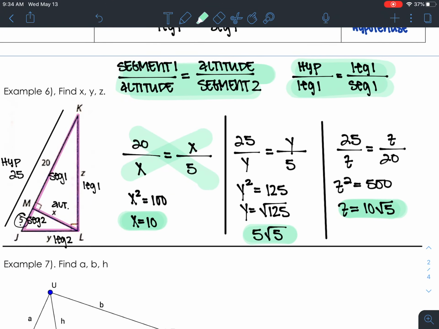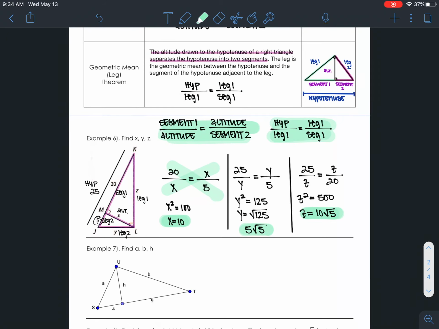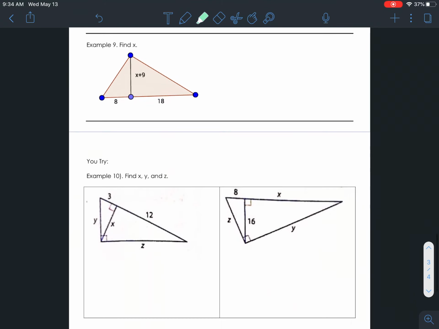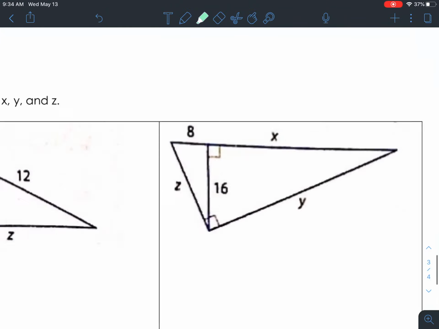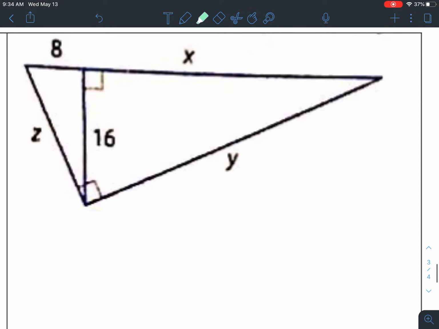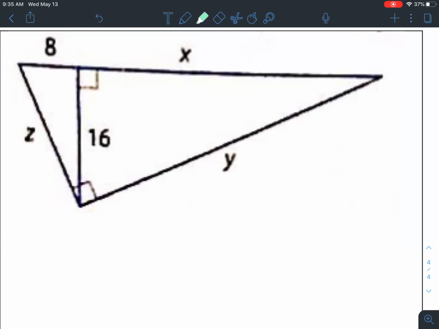like what you're given. So let's go ahead, and I think I want to try a different one. I know it's on the you try, but I think I want to do this one right here. We'll actually do that when we come back, because I think I'm running long on this video.